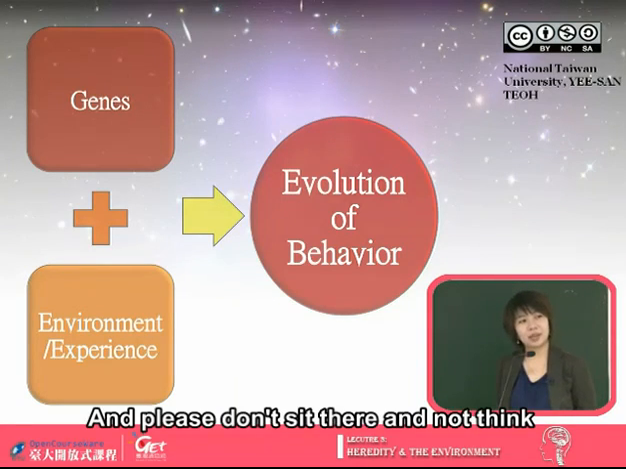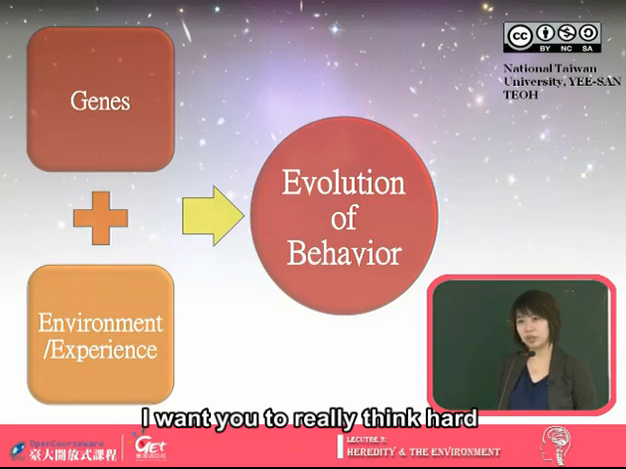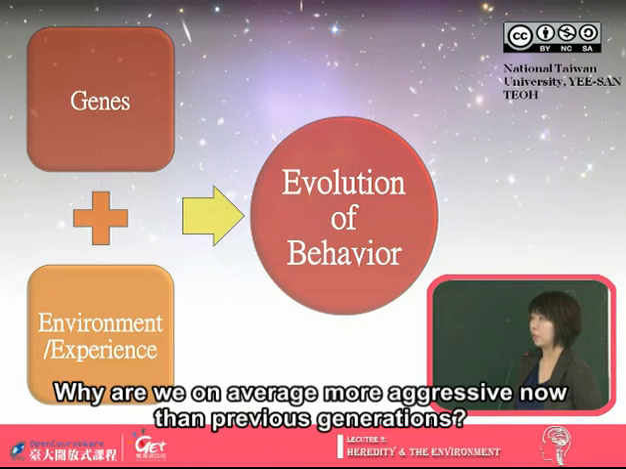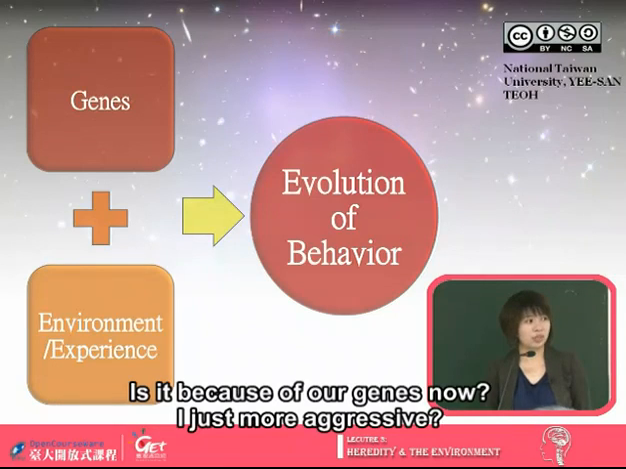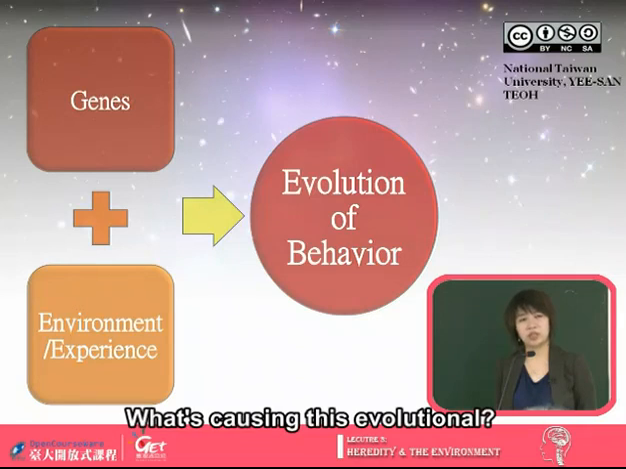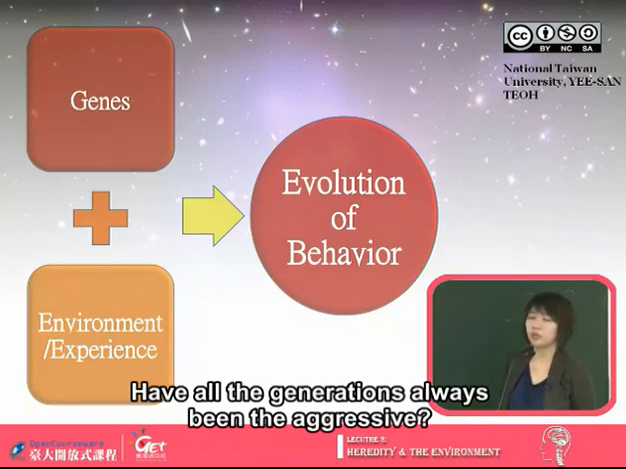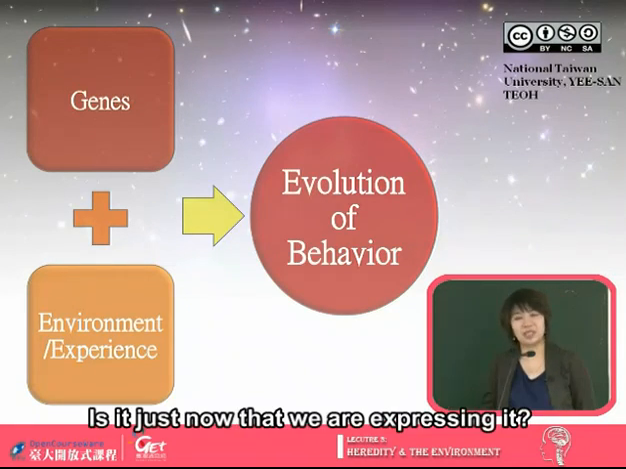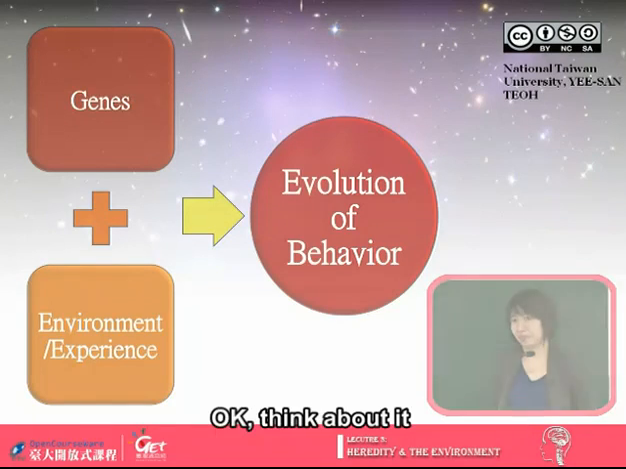And please don't just sit there and not think. I want you to really think hard. Why are we on average more aggressive now than previous generations? Is it because our genes now are just more aggressive? Or what's causing this? What's causing this evolution? Or have all the generations always been aggressive? It's just now that we're expressing it. Okay, think about it.